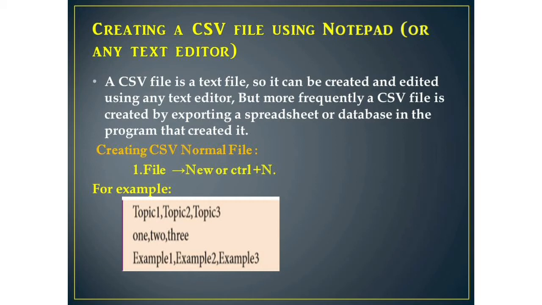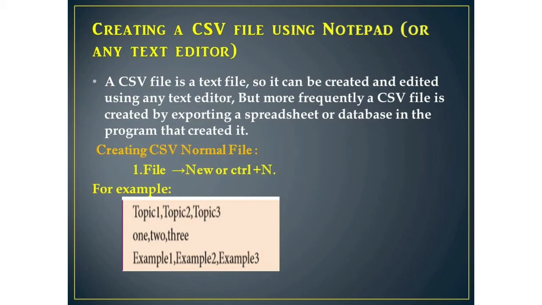A CSV file is a text file, so it can be created and edited using any text editor. Text editor in the sense of MS Word, Notepad, WordPad, like that. But more frequently a CSV file is created by exporting a spreadsheet or database in the program that created it. Mainly we use the CSV file to export or import data to a spreadsheet or database. Now we'll see how to create a normal CSV file.